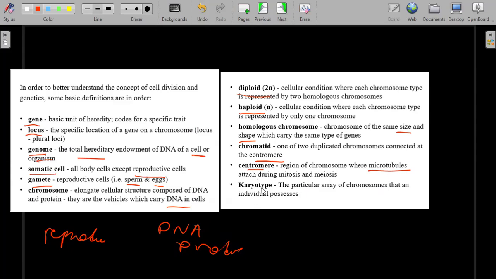Okay, you also need to understand what a karyotype is. A karyotype is simply the particular set of chromosomes that an individual possesses. So for example, if that person is female, the karyotype they are going to carry is XX. If you have a male, the specific karyotype they are going to carry is XY. So these are simply karyotypes. Those are some of the terms that we need to understand.